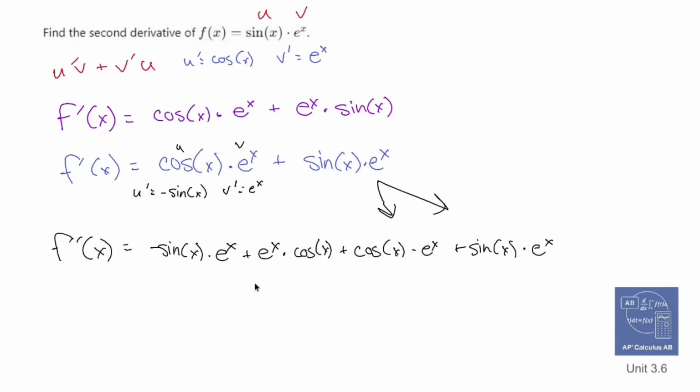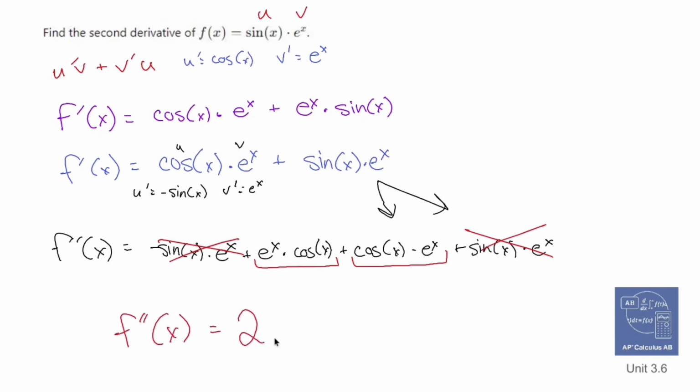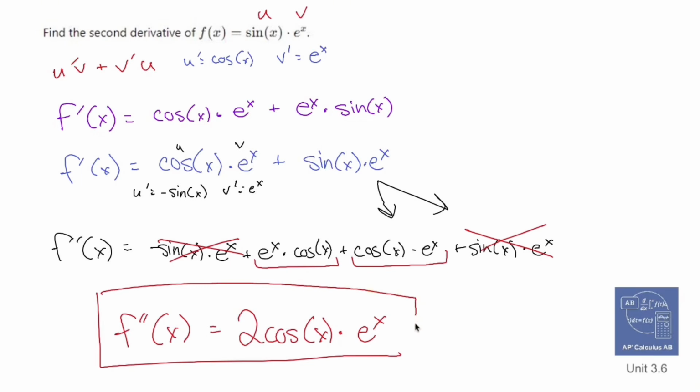Okay? Now wonderful things happen. Negative sine x e to the x and sine x e to the x cancel each other out. E to the x cos x and cos x e to the x are the same thing. So f double prime, the second derivative, is going to be 2 of these cos x's times e to the x powers. And that, ladies and gentlemen, is the second derivative using product rule a bunch of times.